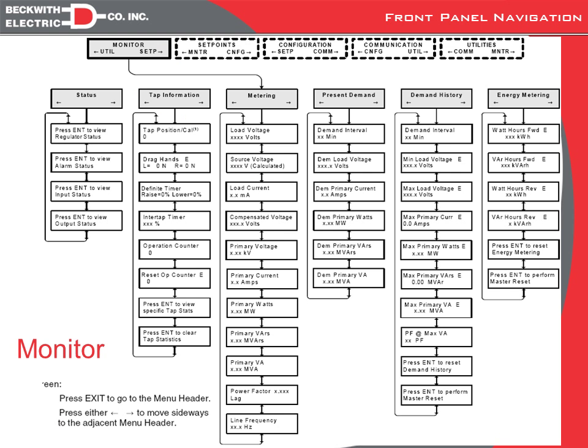So under the monitoring, you can see that we can view the metering data, the demand data, the energy metering, the demand history, information on the tap position, and also information on certain status points, switch statuses, alarm statuses, and output statuses. If you see a screen with an E at the end, like this one right here, that means while you're on that screen, if you hit the enter button, it will reset that value. So any of these values where you see E's, if you're on that screen and you hit the enter button, it'll actually reset that value and start calculating a new demand or a new drag hand. We also can preset the tap position via this button right here.